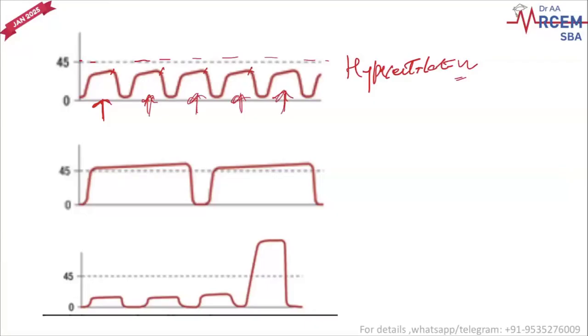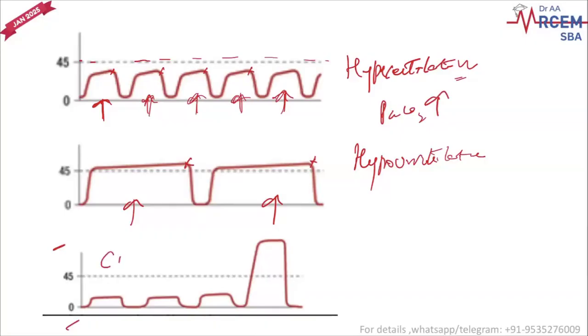Exactly the opposite of this is known as hypoventilation. What happens in hypoventilation? The patient is breathing slowly, thus the respiratory rate has come down. If the respiratory rate has come down, there will be carbon dioxide retention. So that's why the EtCO2 values have gone up.